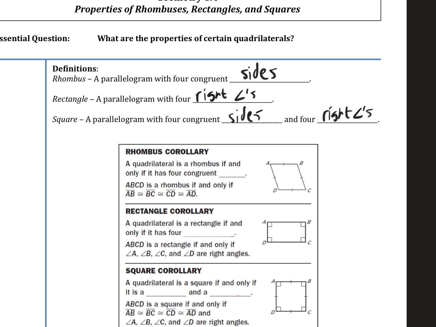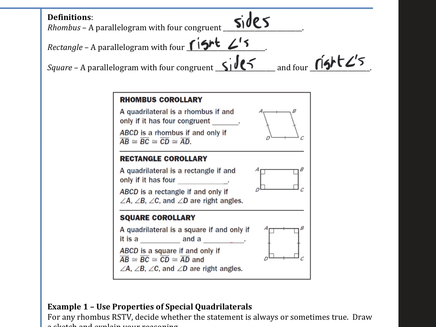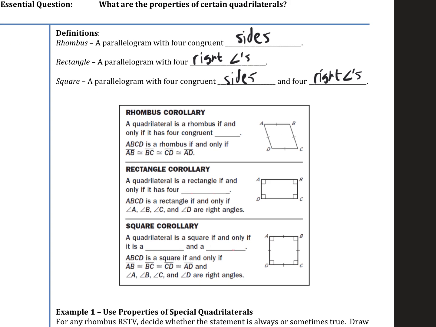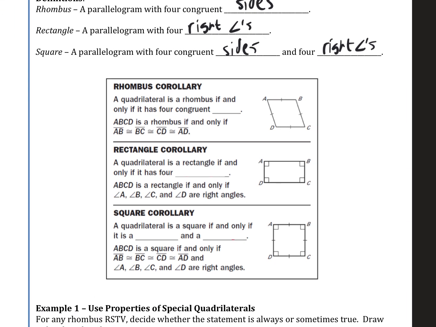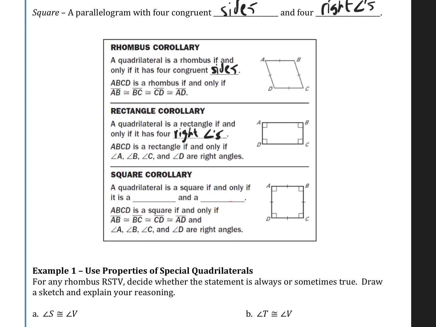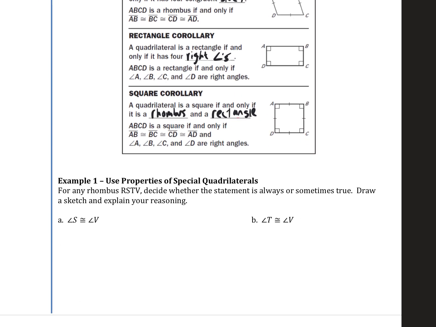All right, nice. We also have some corollaries, which are kind of side things that were proven or assumed. Actually, corollaries are things that are assumed, I believe. So things that are just kind of assumed to be true based on what a rhombus is. A quadrilateral is a rhombus if and only if it has four congruent sides. We talked about four right angles. And a square, like we talked about, is both a rhombus and a rectangle, which means it has all the characteristics of both of those.